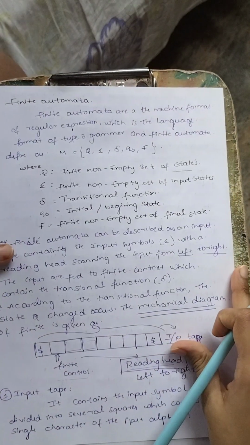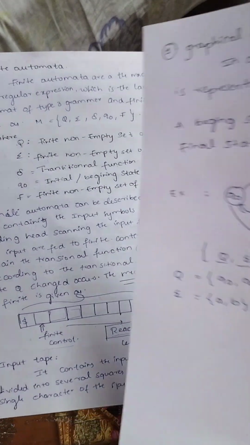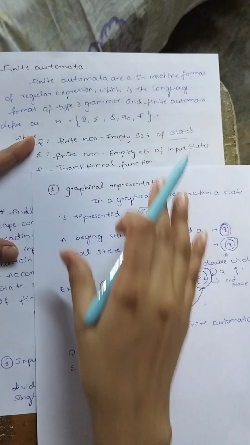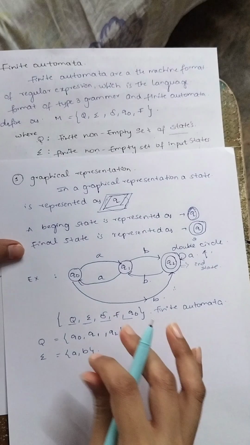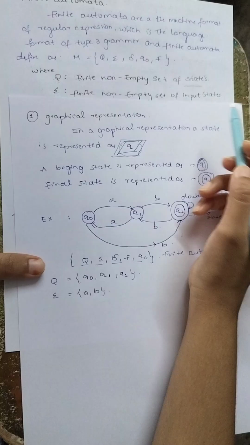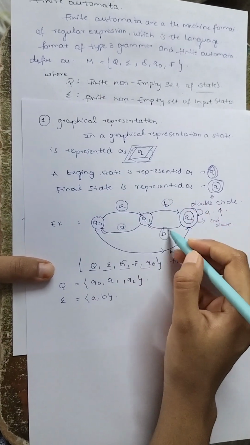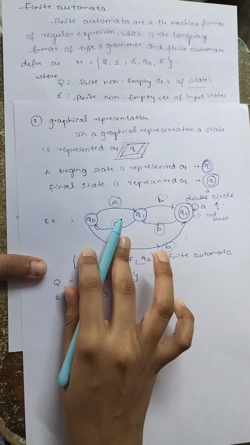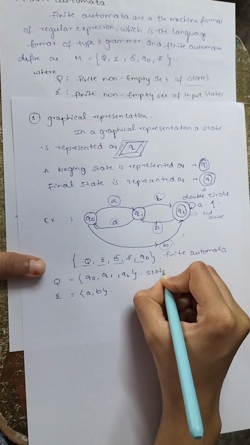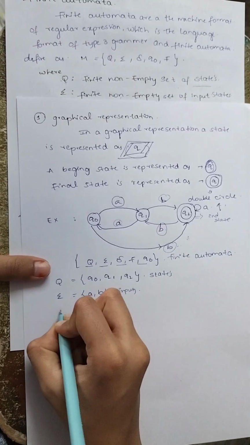So in the previous one we have seen what a Q is. Q is nothing but a finite non-empty set of the states. So we have written what Q is from the graph. Now we're gonna write epsilon, which are the input symbols. So here A is input, here A is input, B, B, B. These are the inputs. These are the states. These are the inputs.